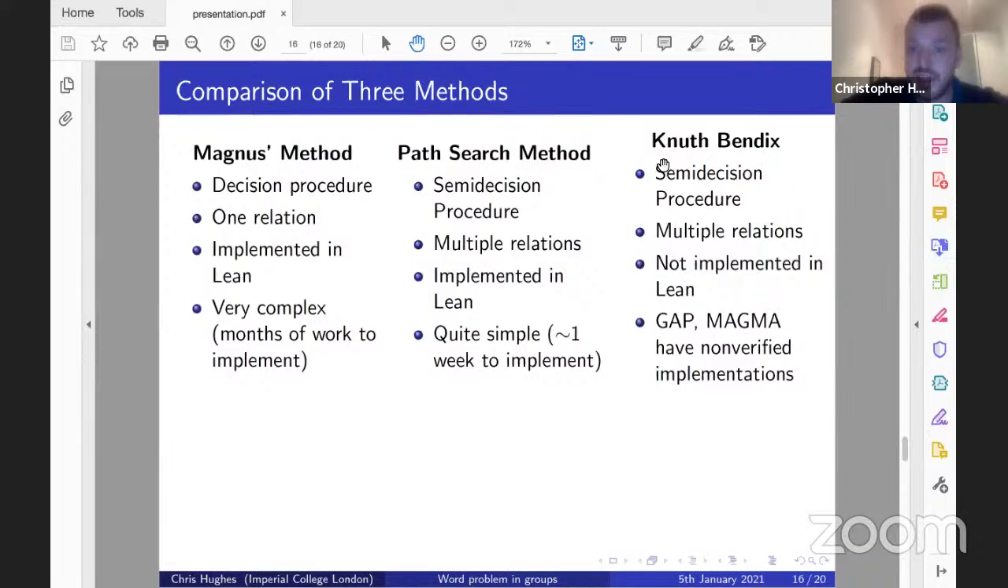I haven't written Knuth-Bendix, but Gap and Magma have an implementation of this. It's not quite set up, and it's unverified. It's not set up in quite the right way that you want for a Lean tactic. It just computes the simplification rules first and then attempts to rewrite, rather than doing them both at the same time, like you'd want for a semi-decision procedure.